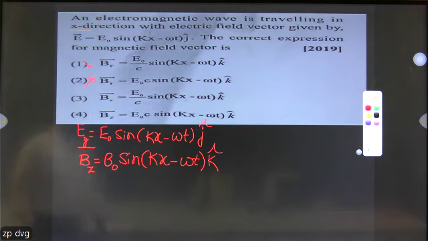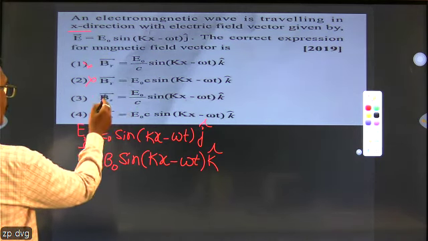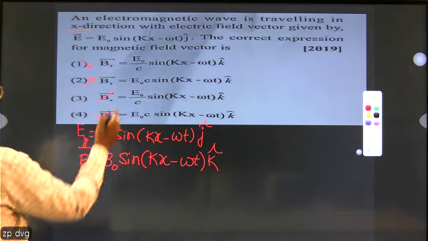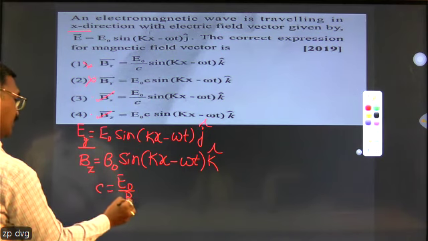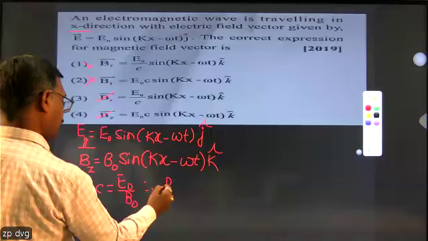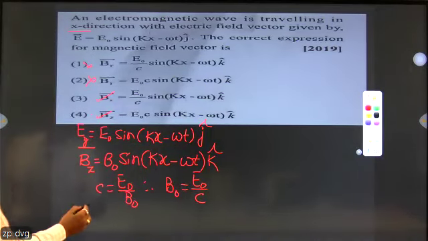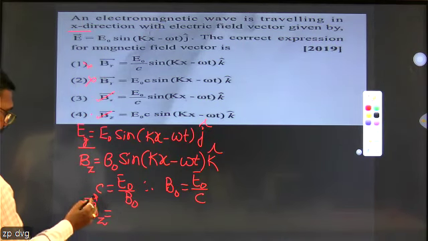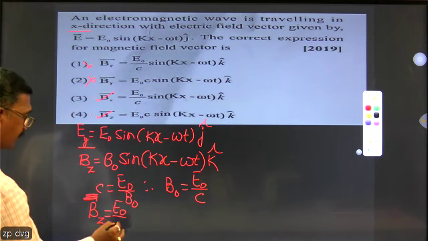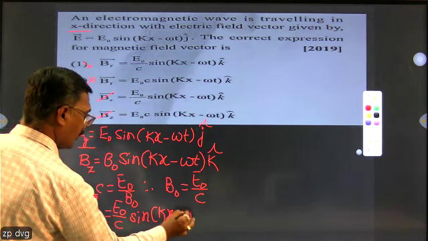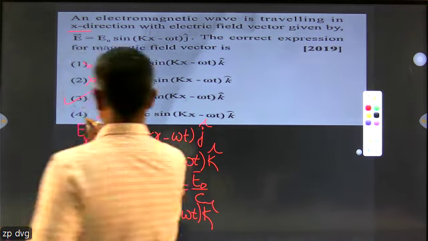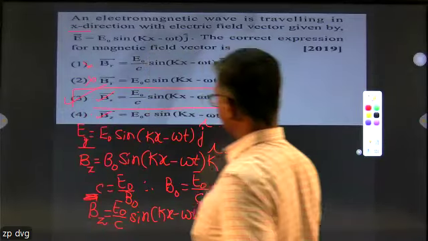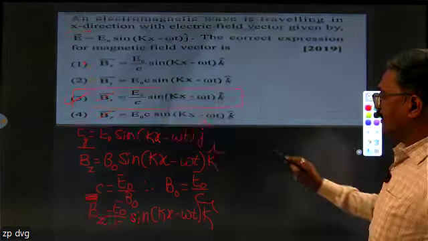Options 1 and 2 are not correct because they have BY. Between options 3 and 4, BZ is correct in both. One has B naught, the other has E naught by C. But we know C is equal to E naught by B naught, so B naught will be equal to E naught by C. Therefore the magnetic field BZ is equal to E naught by C sin kx minus omega t into k cap. So the third option is correct.